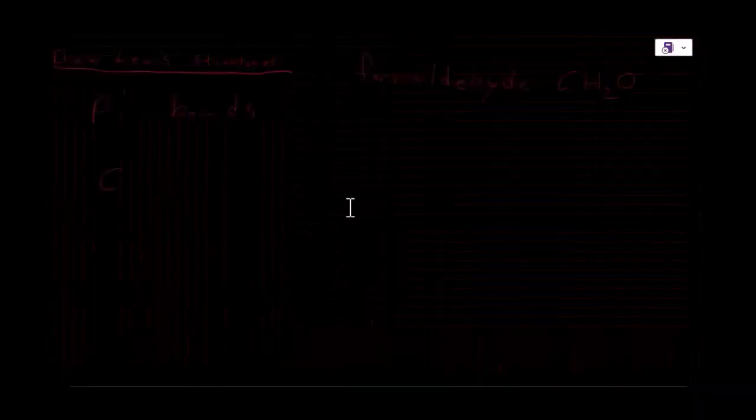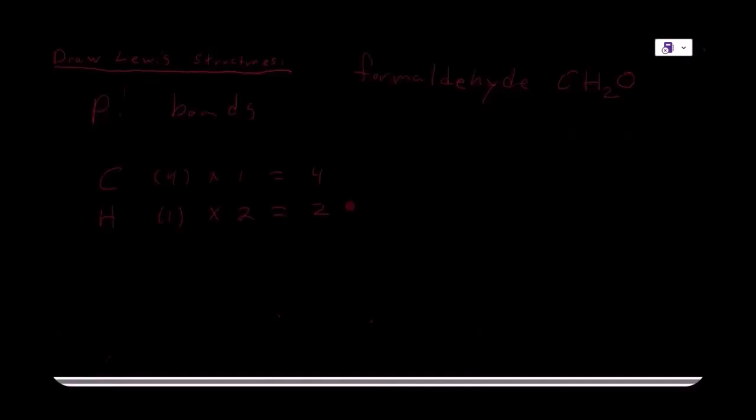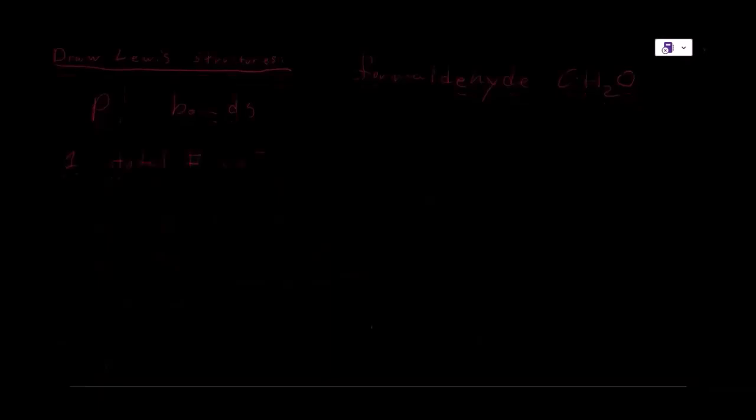So adding up the electrons, carbon has 4 valence electrons, and there is 1 carbon, so that would give us 4 valence electrons. Hydrogen has 1 valence electron, and there are 2 hydrogens, so that gives us 2 valence electrons. Oxygen has 6 valence electrons, and there's 1 oxygen, so that gives us 6 valence electrons for oxygen. So this gives us a total of 12 valence electrons. So for step 1, the total number of valence electrons equals 12.